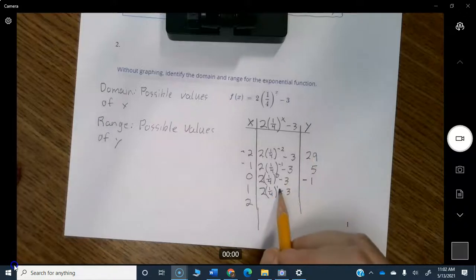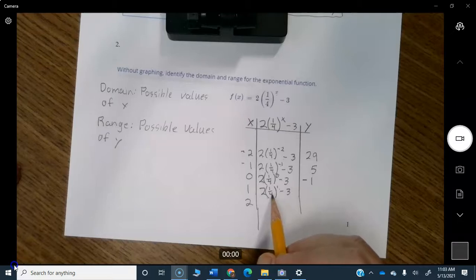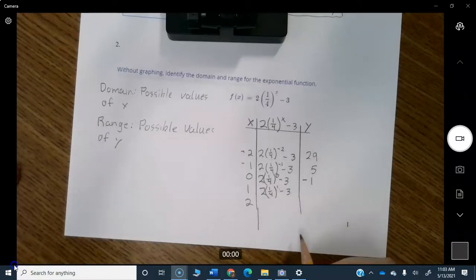Okay, 1/4 to the first power is 1/4. 2 times 1/4 is 2/4, and you reduce that to 1/2. 1/2 minus 3, you might have to go off to the side and calculate that. Let's just do that. 1 over 2 minus 3.